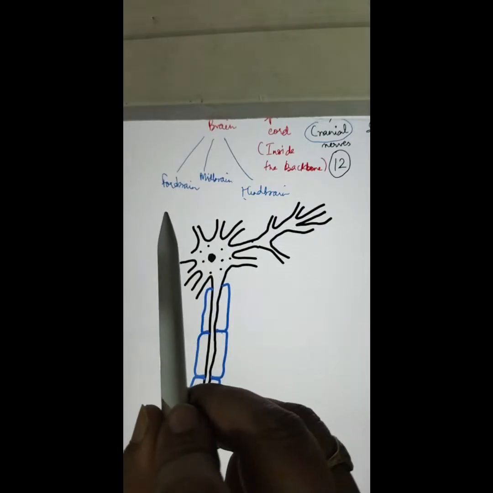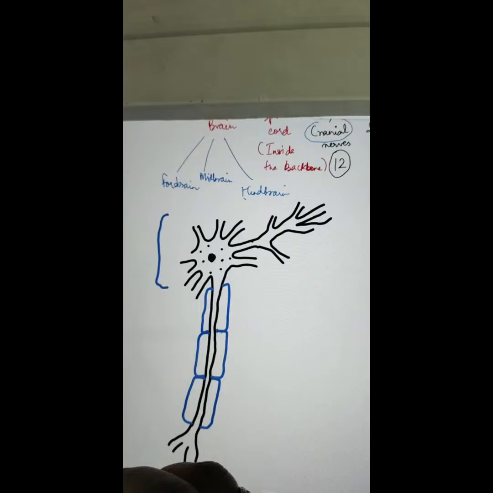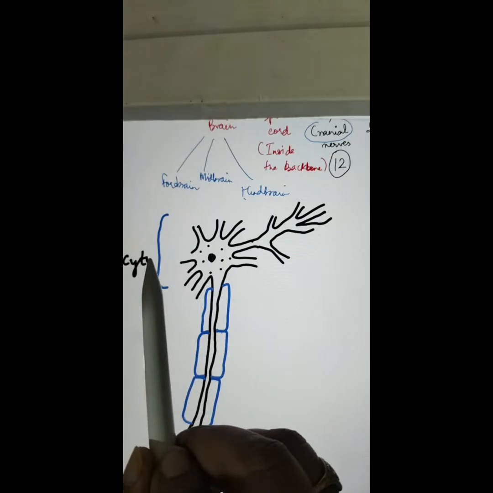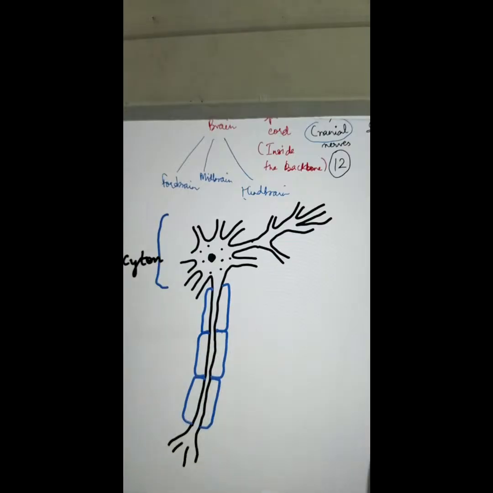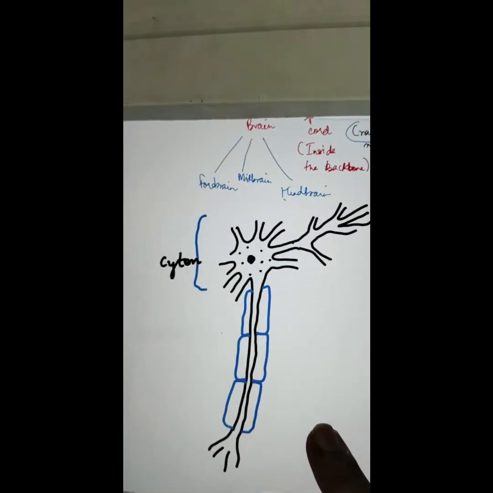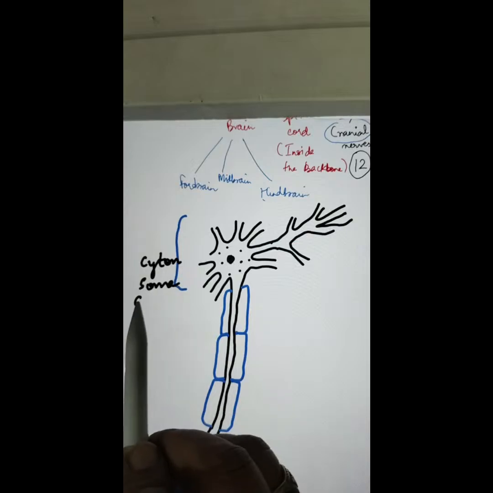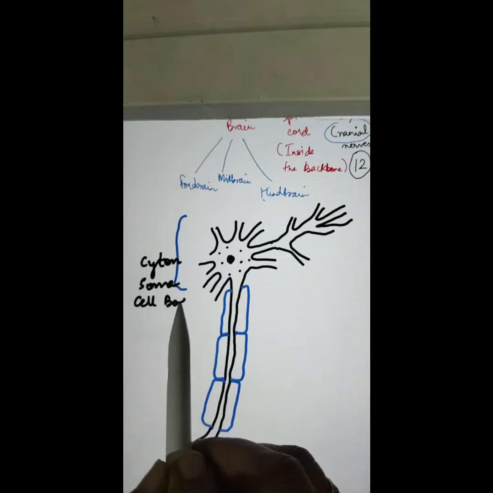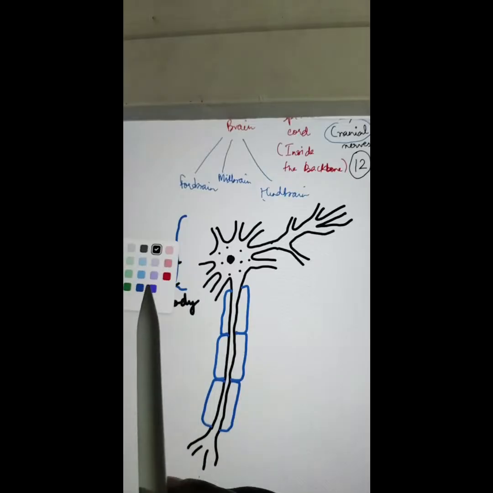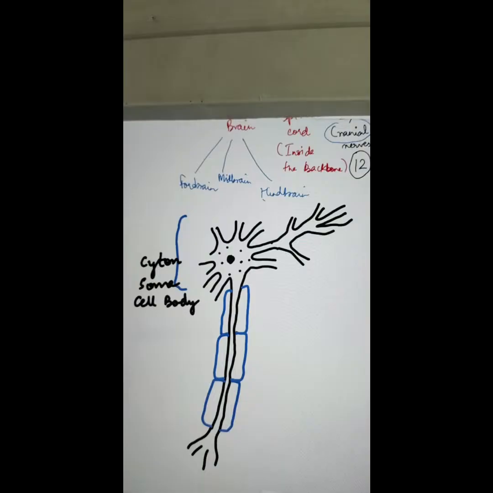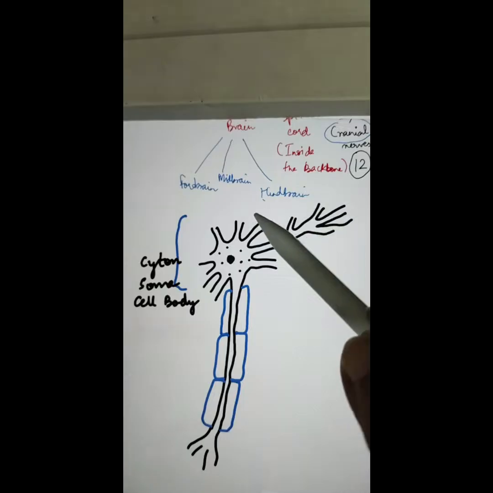Now, this terminal part, right? This terminal part is going to be named as cyton. So a neuron has a structure at the top which is known as cyton. This cyton is also known as soma, and we can also call it a cell body. So in case you get other terms, you should be clear that they are talking about soma only. So cyton, soma, and cell body mean one and the same.